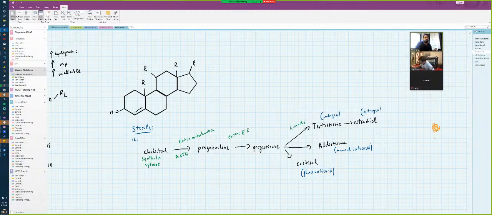Androgen. Andro means male. So androgynous means looks kind of like a boy.